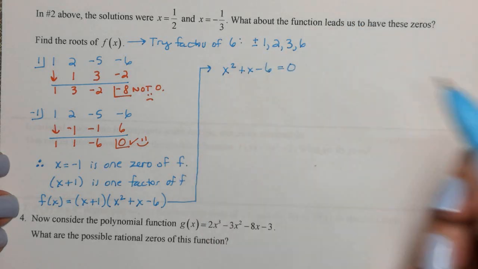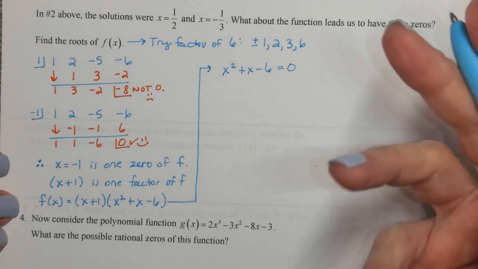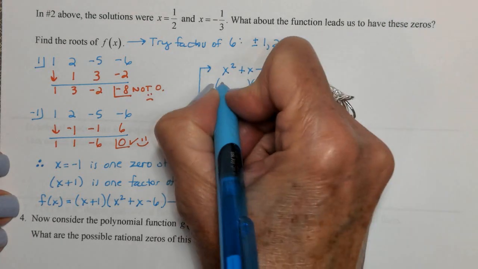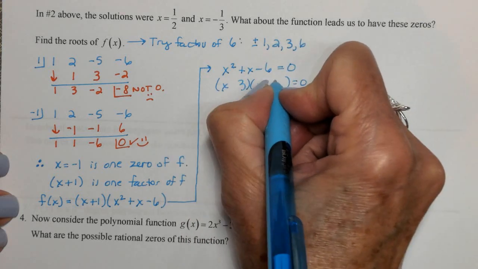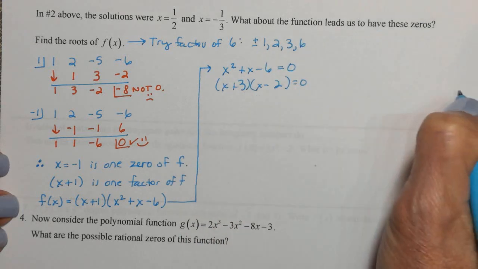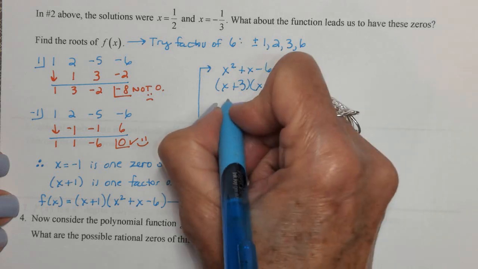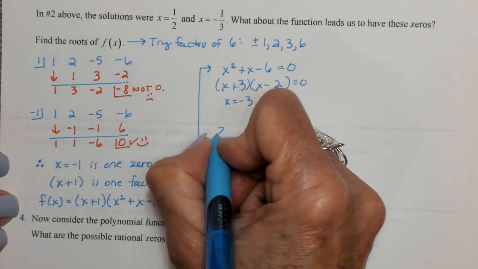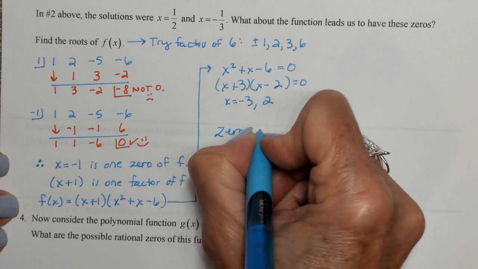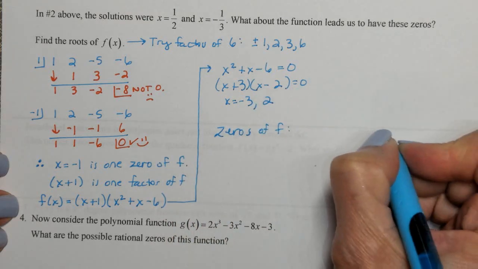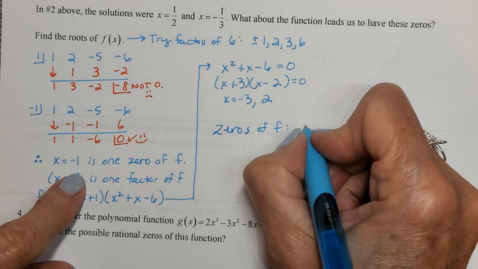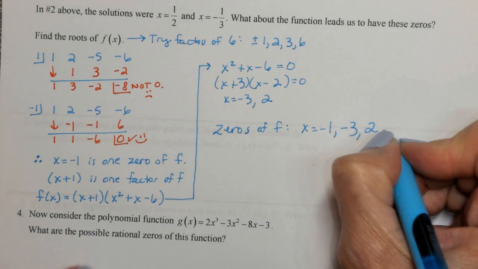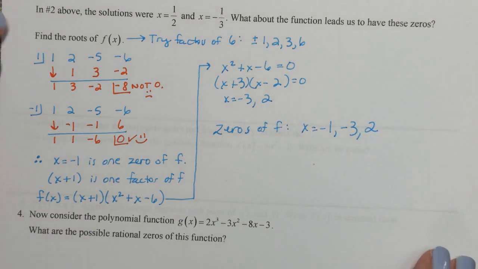It's quadratic, so I can factor, use the quadratic formula, or complete the square. If I can factor, I'm going to factor, and this can be factored. So 3 and 2, plus and minus, will work there. So I got x is equal to negative 3 and 2. So what are the zeros of f? The zeros of f are negative 1, negative 3, and 2. Okay?